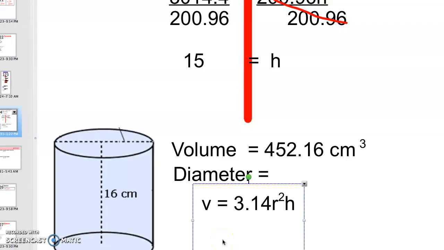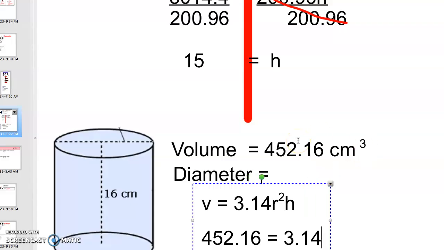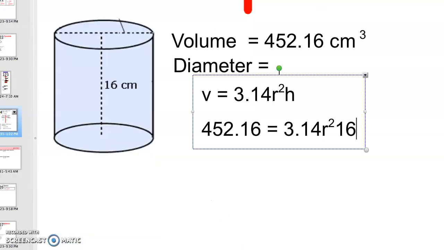Step 2, substitute in your values. So instead of the volume, I'm going to write 452.16 because that is what it gives me for the volume. Pi is 3.14. The radius, this is what I don't know. So r is now my variable this time because that's what I don't know. And then it tells me that the height is 16. All right, so that's step 2. I substituted all my values in.